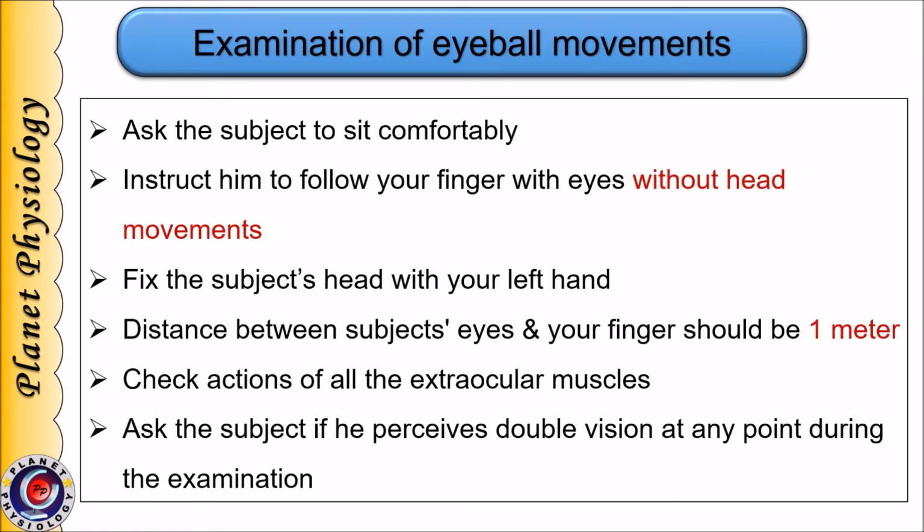So before we proceed, ask the subject to sit comfortably and instruct him to follow your finger with his eyes alone without movement of his head. To avoid head movement, it is better to fix subject's head with your hand. The distance between subject's eyes and your finger should be 1 meter, and we need to check actions of all the extraocular muscles. Ask the subject if he perceives double vision at any point during the examination.